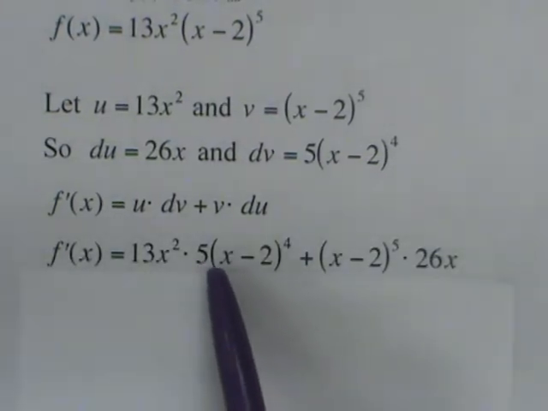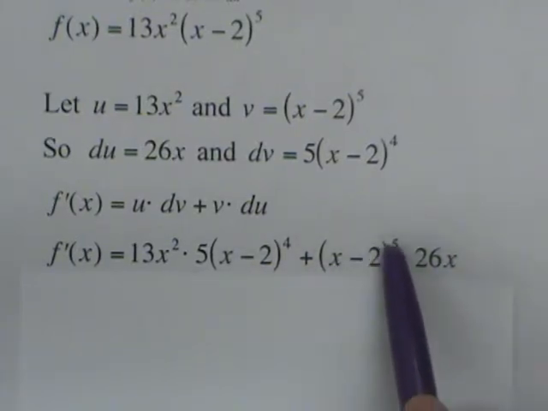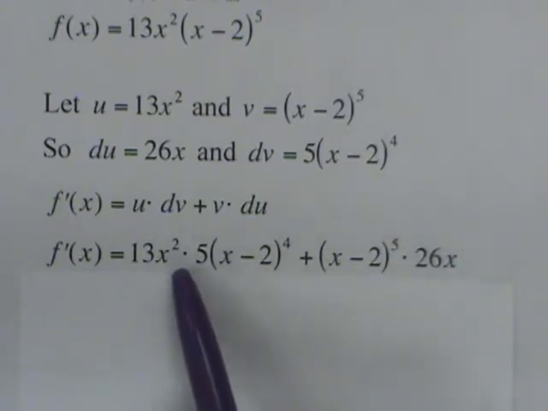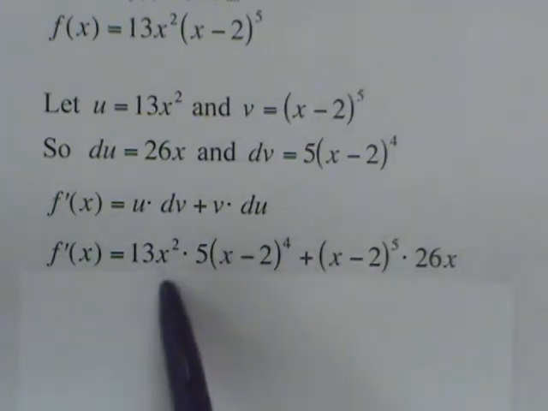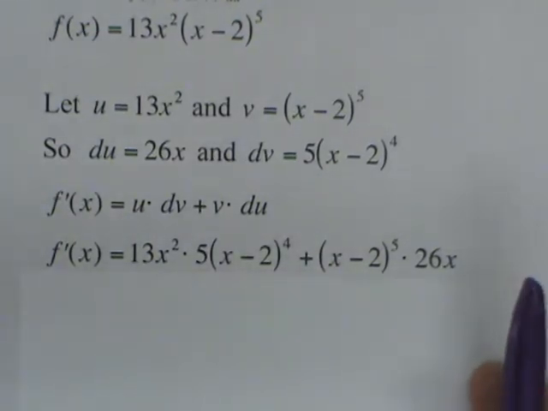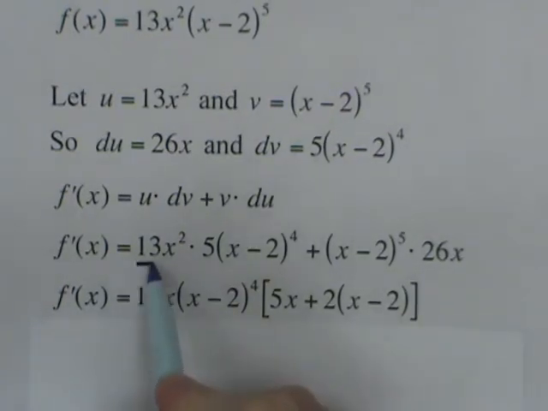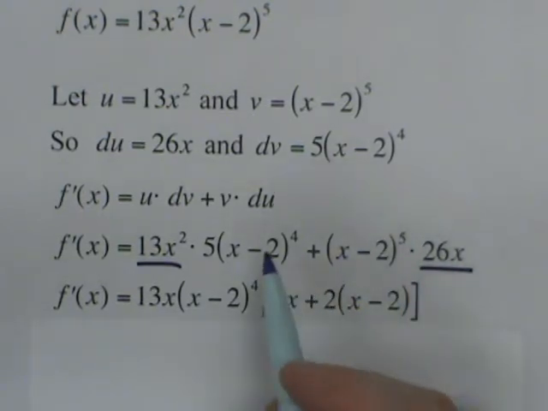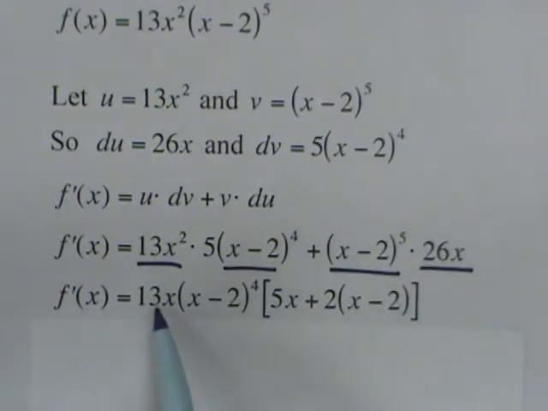13x squared times 5 times (x minus 2) raised to the fourth, plus, here's my v, (x minus 2) raised to the fifth times 26x. From here I notice that there is a set of common divisors, or you can say greatest common multiples. I can pull some common factors out, and as I pull those common factors out from the first set, I notice that I can pull a 13x here and a 13x there. They both have this x minus 2 raised to a power. In fact, it's raised to at least the fourth power in each of these. And so I pull that out as 13x times (x minus 2) raised to the fourth.